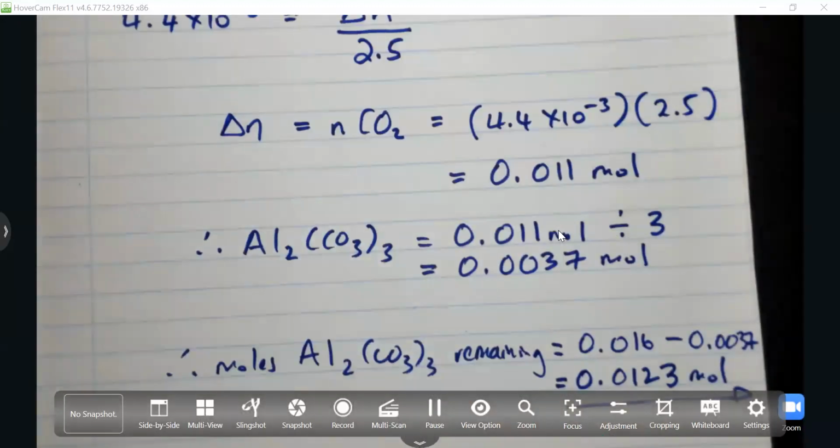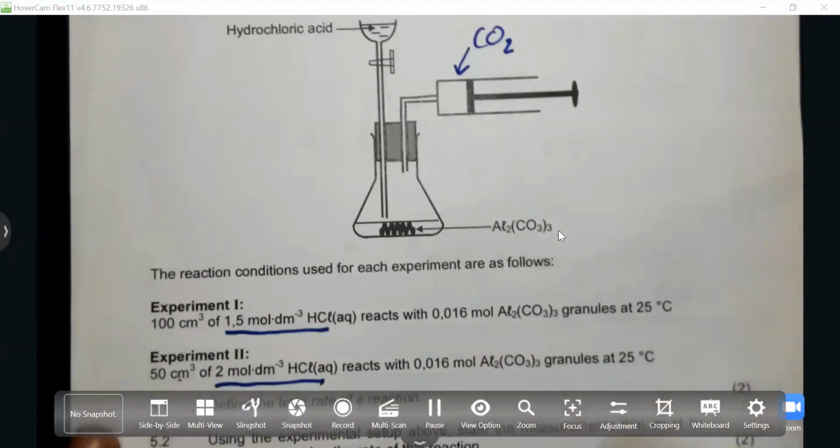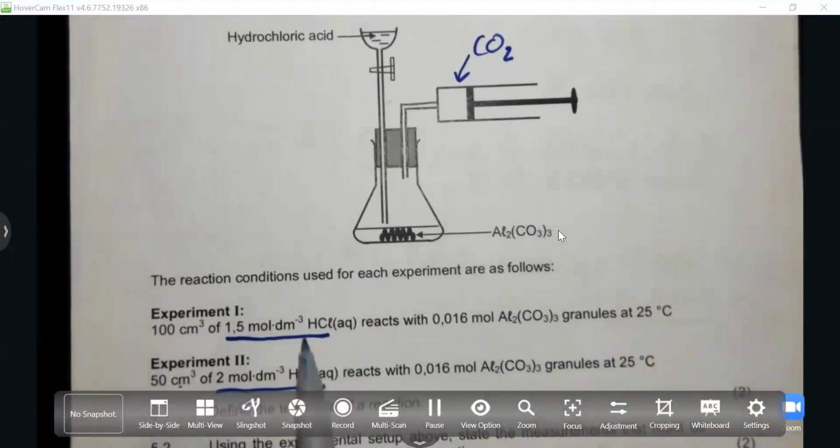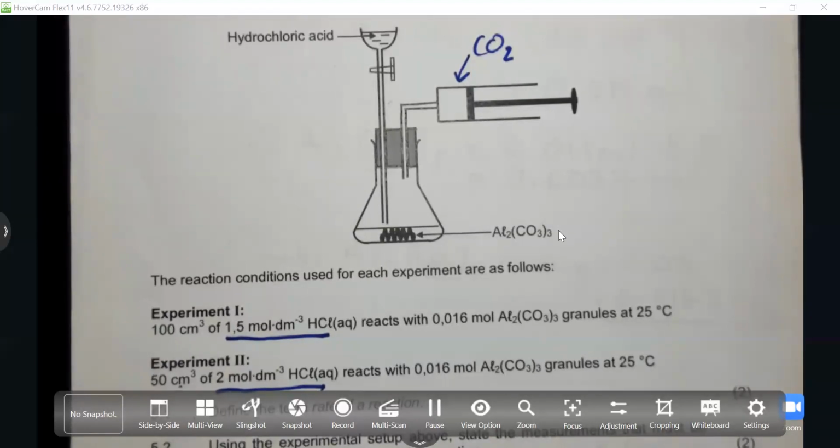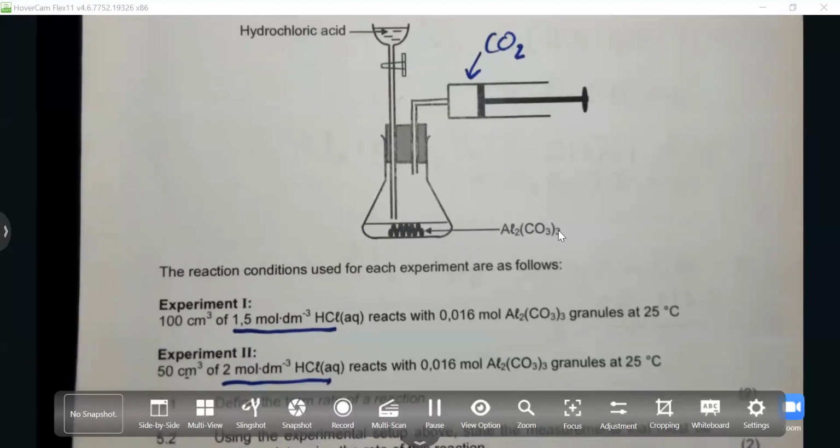So I did this because based on the information that is given in the question, some of you might say, hey, I can get the number of moles of HCl, et cetera. But as you can see, it does not work out, because what affects the rate of the reaction is how much aluminium carbonate is used up or how much carbon dioxide is formed.